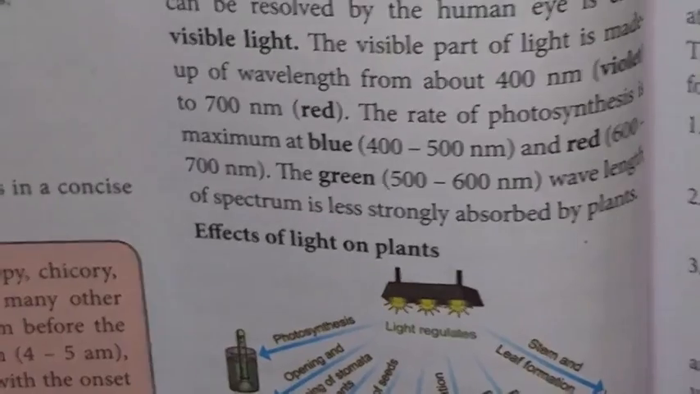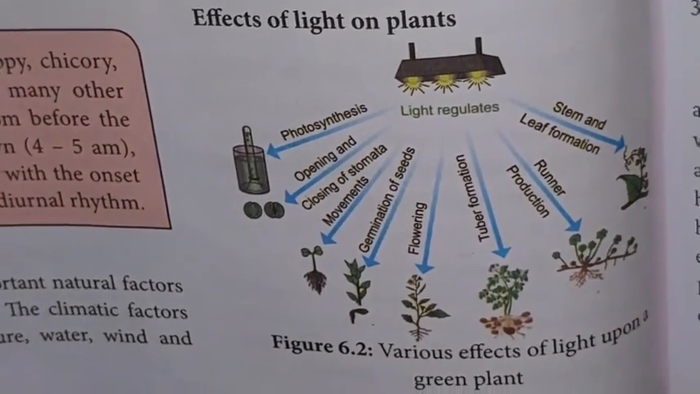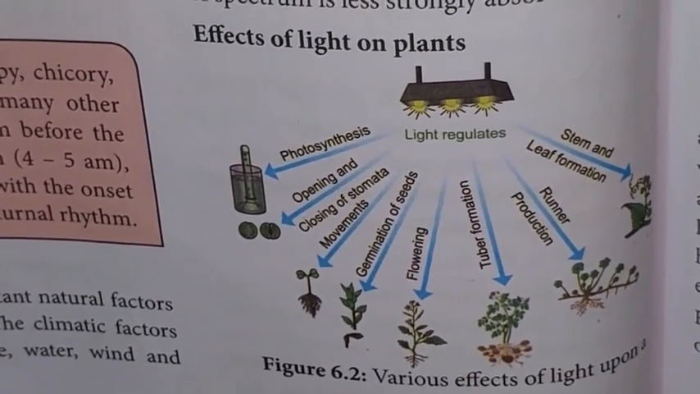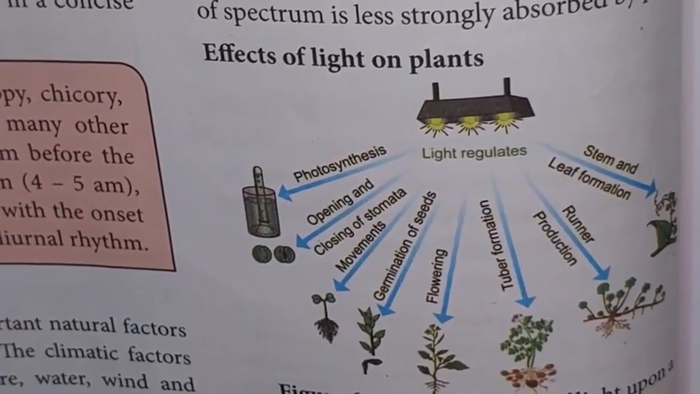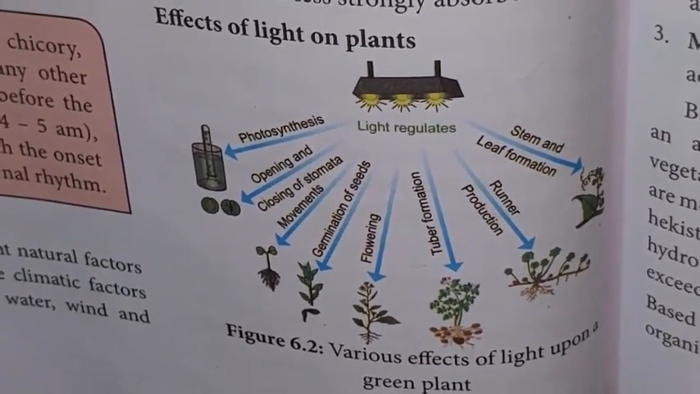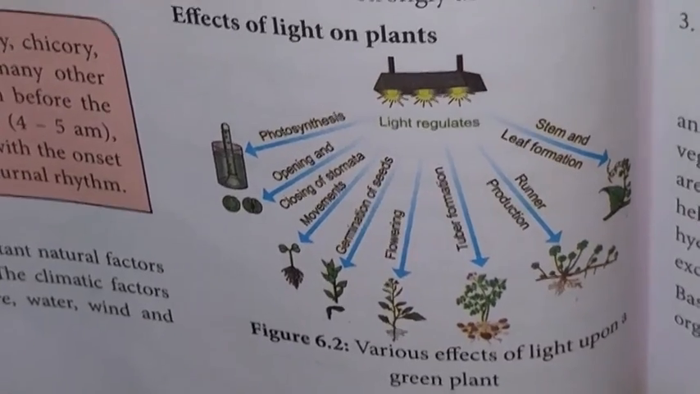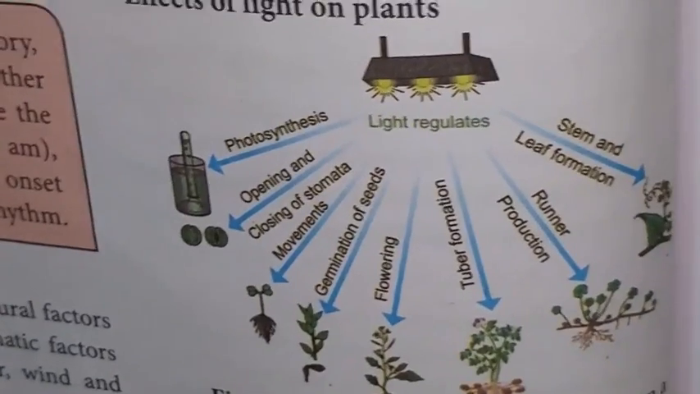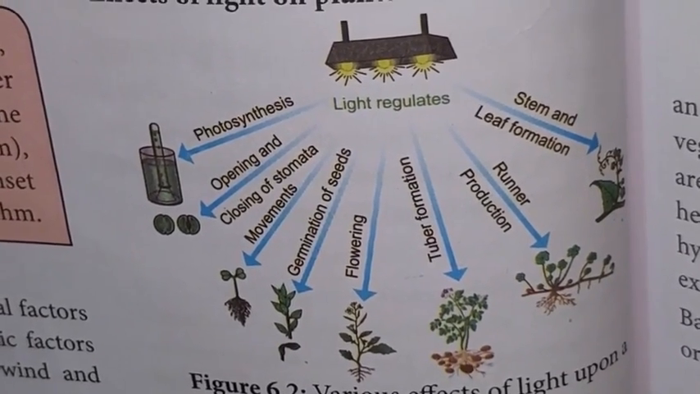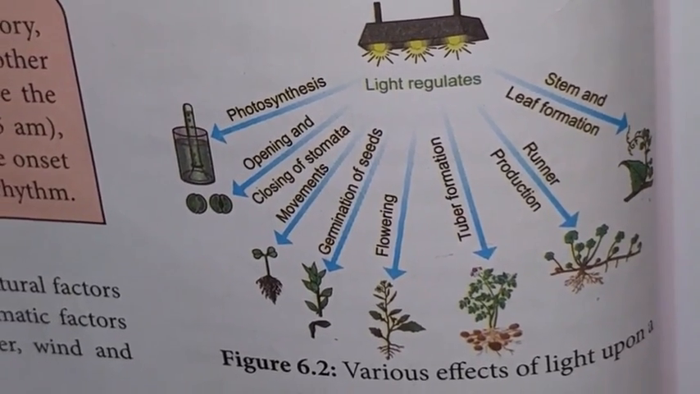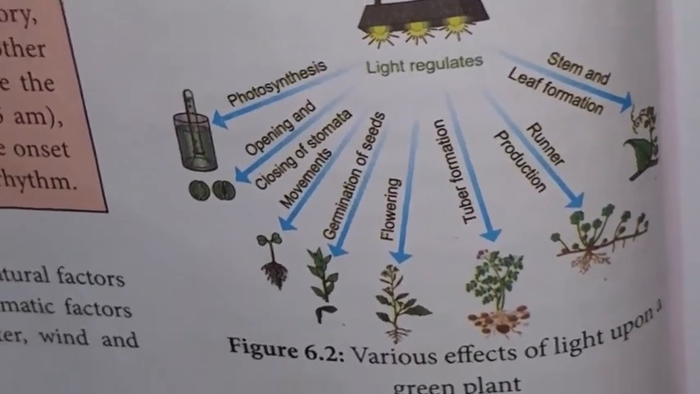So the rate of photosynthesis is maximum at blue and red light. It is less in the green light. Next, the effect of light on plants. Various effects of light on green plants. First is photosynthesis. Light regulates photosynthesis and the closing and opening of stomata, that is transpiration. This is also affected by light in green plants.